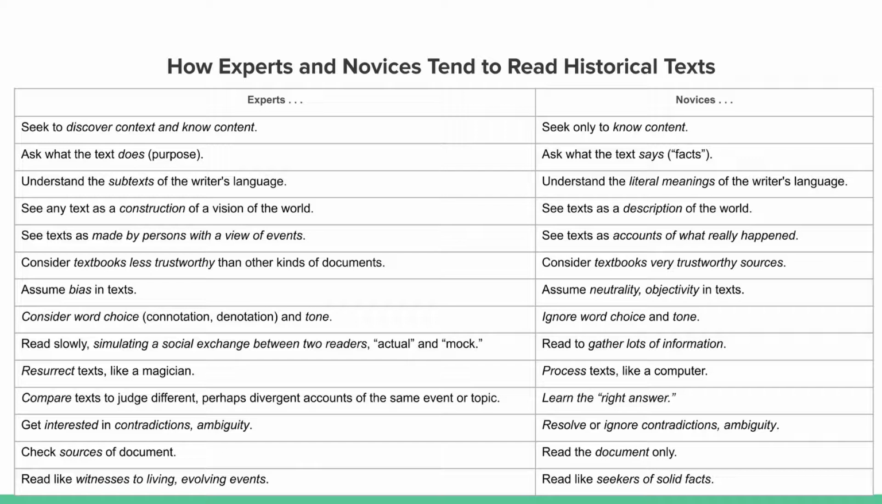Experts see any text as a construction of a vision of the world, where novices see the text as a description of the world. Experts see text made by a person with a view of events, where novices see text as accounts of what really happened. So that idea of perspective is embedded into this piece. Experts consider textbooks less trustworthy than other kinds of documents, and novices consider textbooks to be very trustworthy.